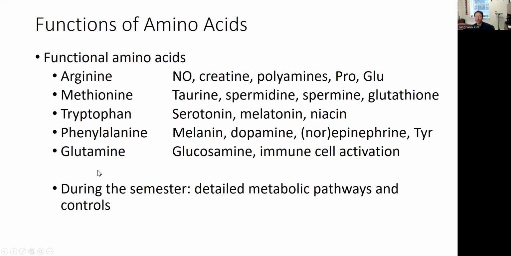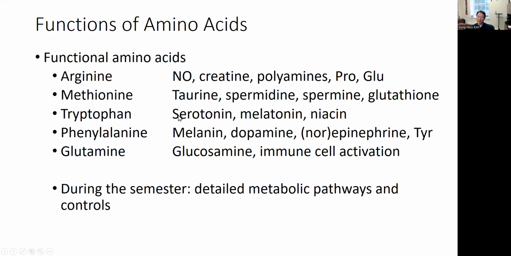Glutamine, this amino acid can be converted to glucosamine, which helps joint health. And also, immune cells will eat this glutamine as an energy source, causing the activation of immune cells. So these are examples of five amino acids with very important functions when they are metabolized into other compounds. But again, during the semester, we will talk about each of them.